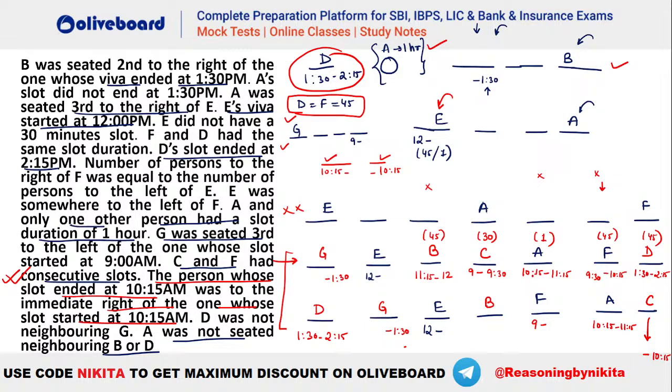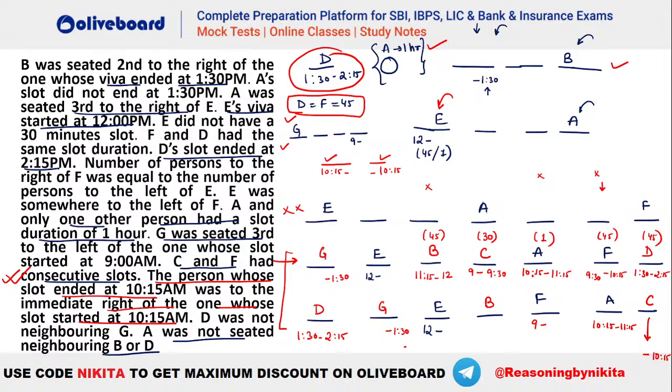That means there should be something which is ending at 12:30, and E can be 12 to 12:30 here. Let's say E is a 1 hour slot, that means E is 12 to 1. And we can have G as 1 to 1:30, right? That's also a possibility. Now, do we have any other information which tells whether we have G or E as the 1 hour slot duration?